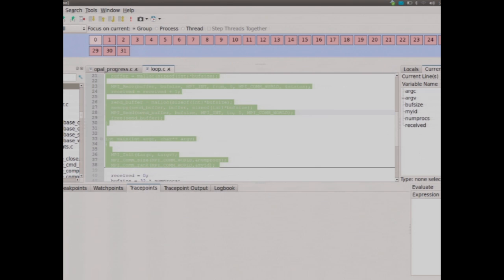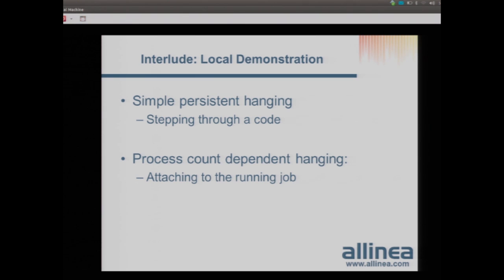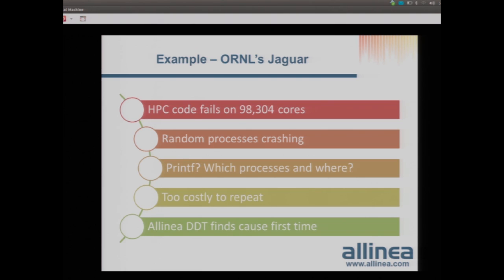So what I'm going to do now is return to the slides, which are over here. There we go, from current slide. So I've shown a couple of examples of how you can deal with a persistent hang or a process count dependent hang, attaching to a running job. I've got about 10 minutes left, I think, so I thought I'd do a couple of examples of things that we've seen in the past.